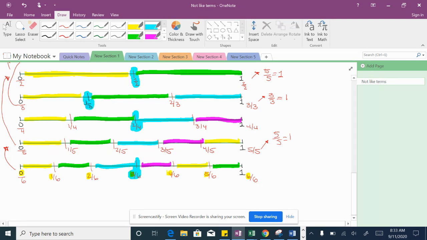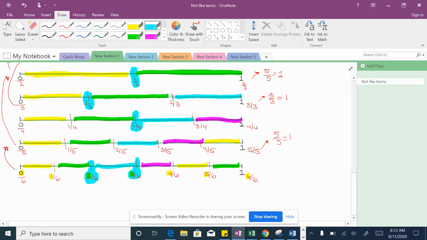1 over 3, 1 de 3, is the same as 2 over 6. Es lo mismo que 2 de 6. They are in the same place. Están en lo mismo lugar. When you reduce 2 over 6, you get 1 over 3. Cuando reducimos 2 de 6, tenemos 1 de 3.